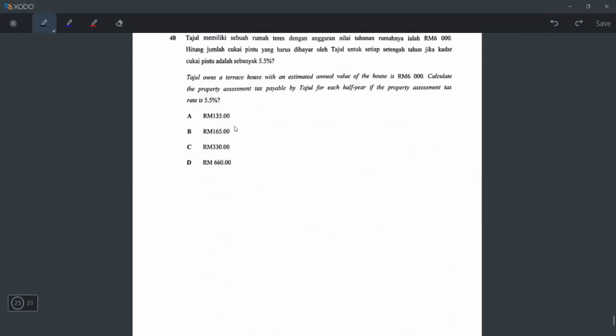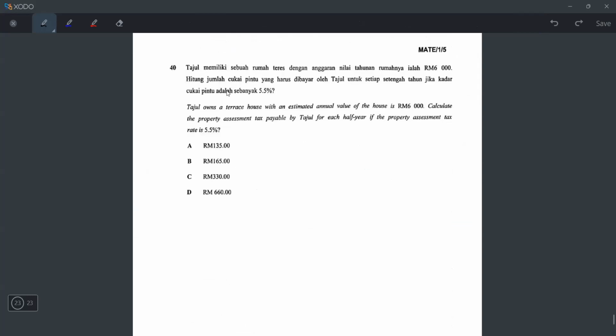Okay, number 40. Finally, we are at the last question. And this question is easy actually. It's about cukai, but it's easy. So Tajul owns the terrace house with estimated annual value. Annual means the yearly value lah. For the house is 6,000. And then calculate the property assessment tax payable, means cukai yang perlu dibayar by Tajul for each half year if the property tax rate is 5.5.